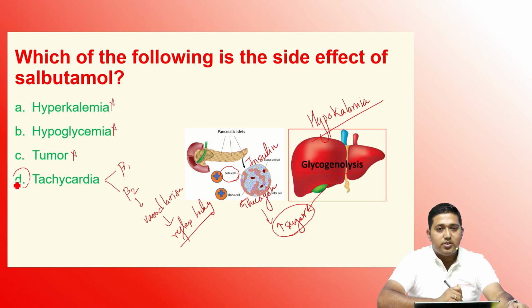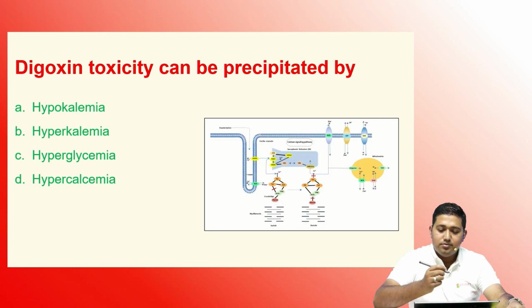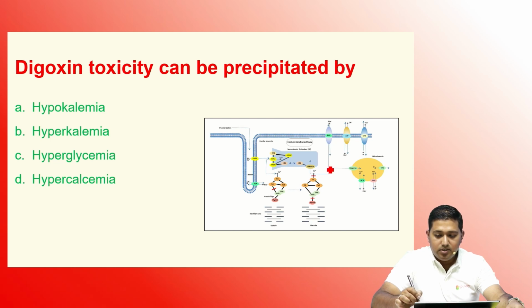So now let's go towards our next question. Our next question is, digoxin toxicity can be precipitated by, and there are four options: hypokalemia, hyperkalemia, hyperglycemia and hypercalcemia. So this question is directly related to the mechanism of action of digoxin. And as we all know, digoxin mainly acts by binding to the different receptors. Which receptor is present in the cell membrane? So let's zoom in and find out the answer.